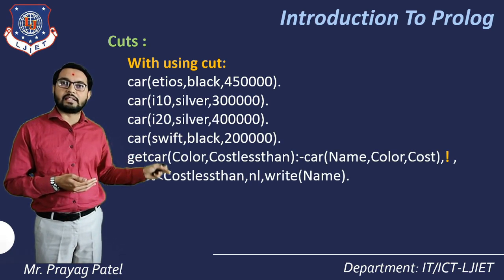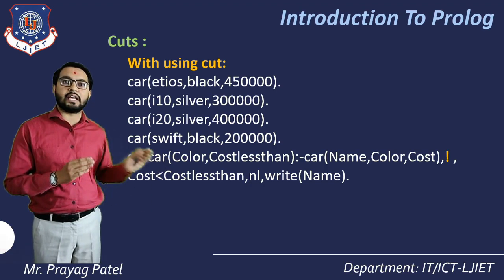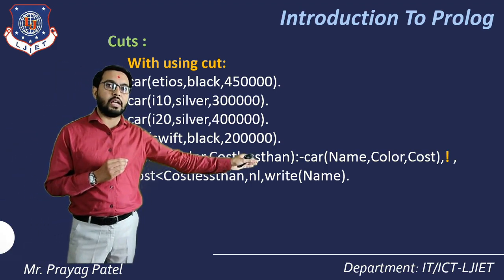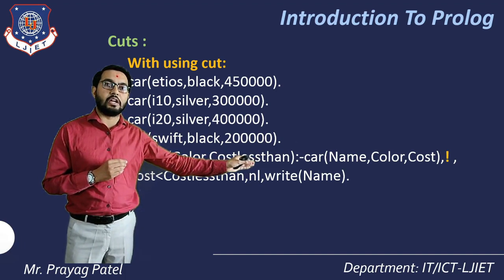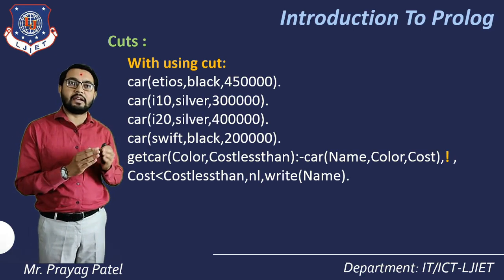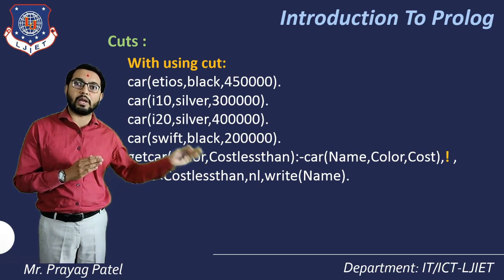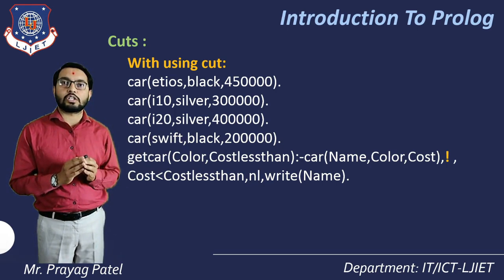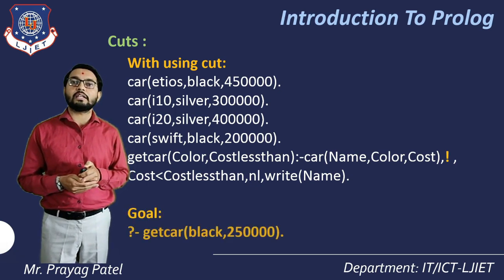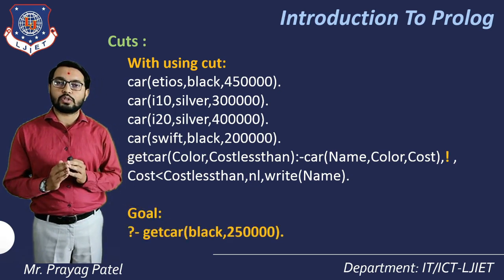So using the cut, the same example is here. All the lines are the same. Now only one change is there. Between the car and cost less than, we write one command, the cut command. So in this line, the last statement is a cut. So your command is get car, color, cost less than if car name, color, cost and cut statement and cost less than, and new line write name. Now our goal is get car black 2,50,000.